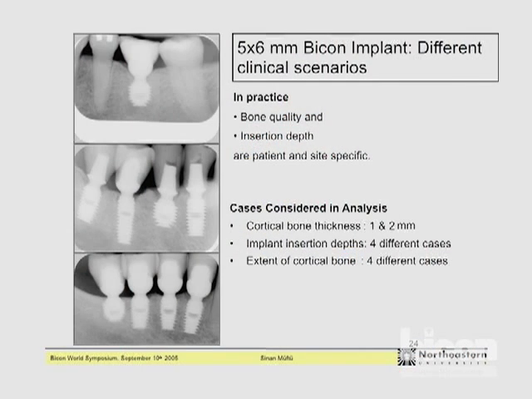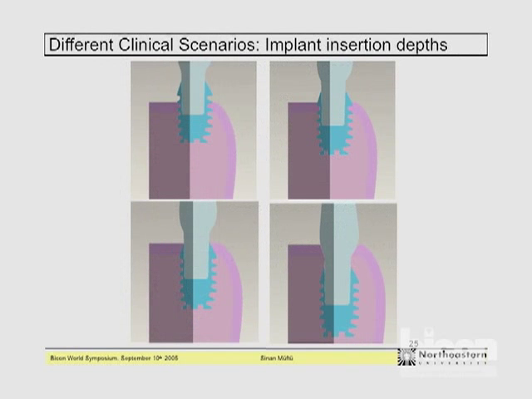So in order to consider all the possibilities, this is what I did. We looked at, first of all, cortical bone thickness of 1 and 2 millimeters. We looked at different implant insertion depths, which I'm going to explain next. And we looked at the extent of the cortical bone, how much cortical bone exists at the apical region of the bone. So this gives a total of 32 combinations. So we looked at all different combinations.